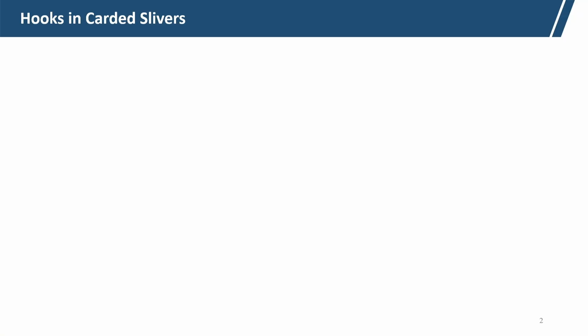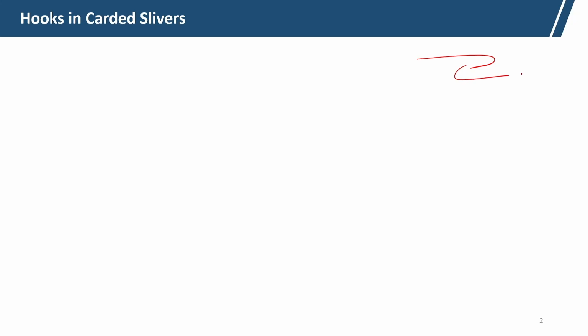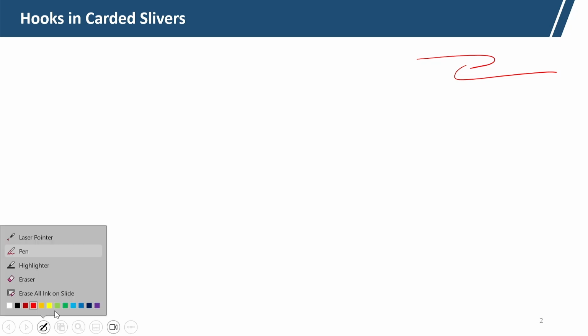So, hook removal is a basic necessity in the drawframe. One of the important functions in the drawframe is the removal of hooks in card sliver.